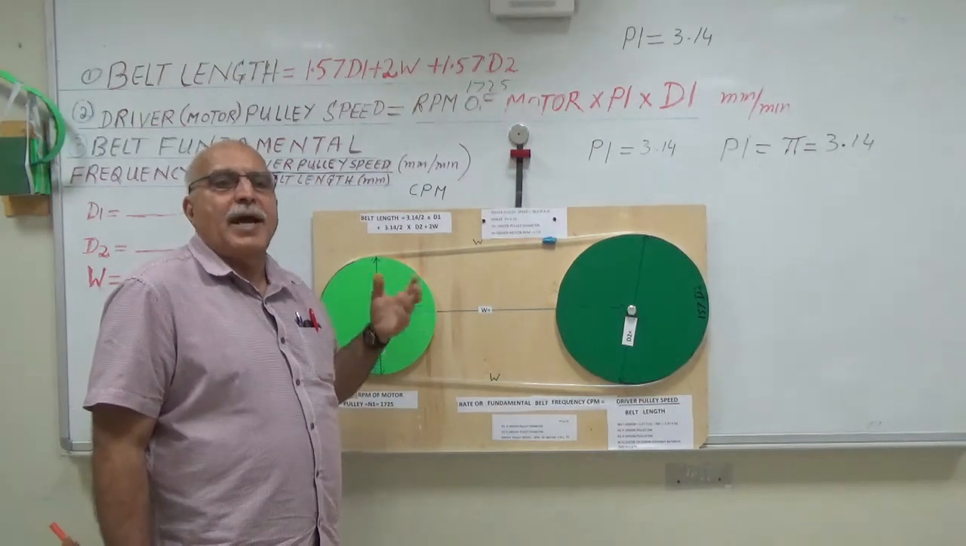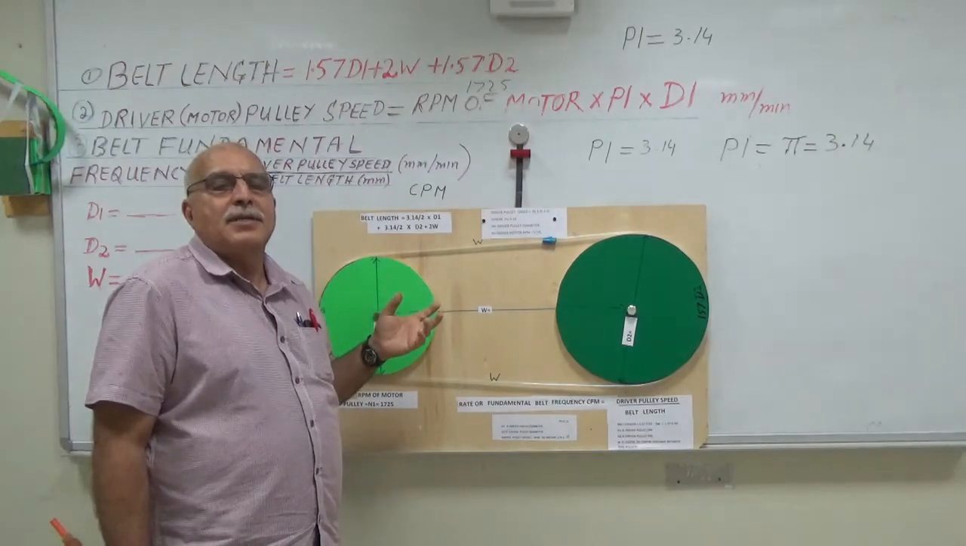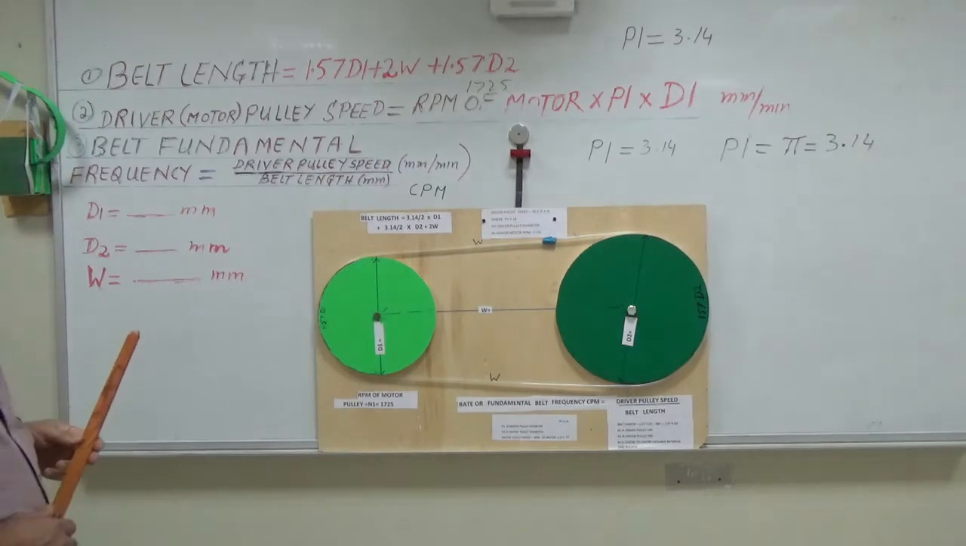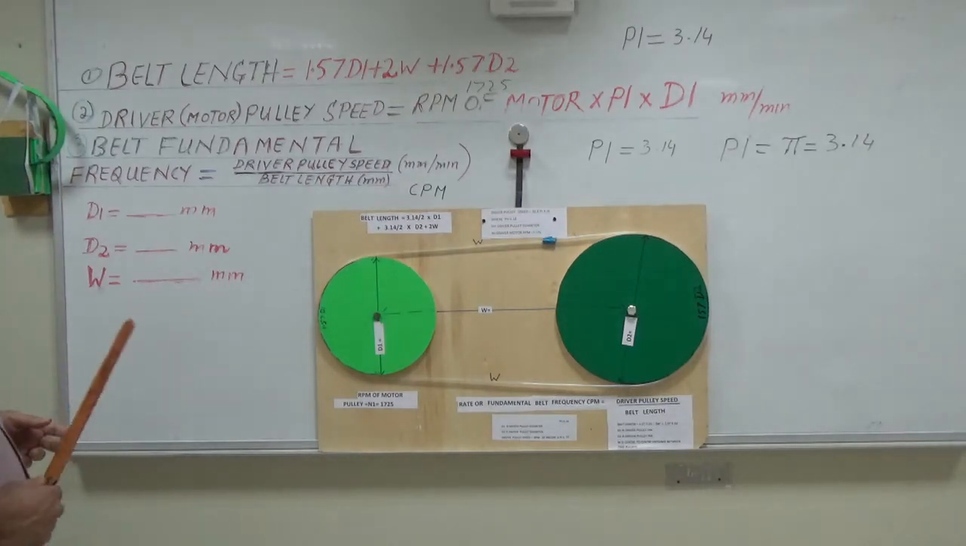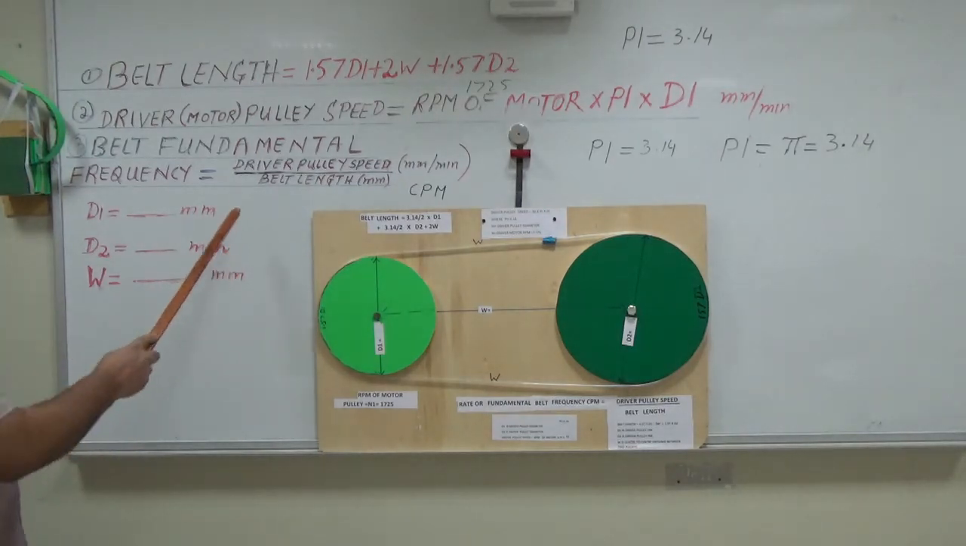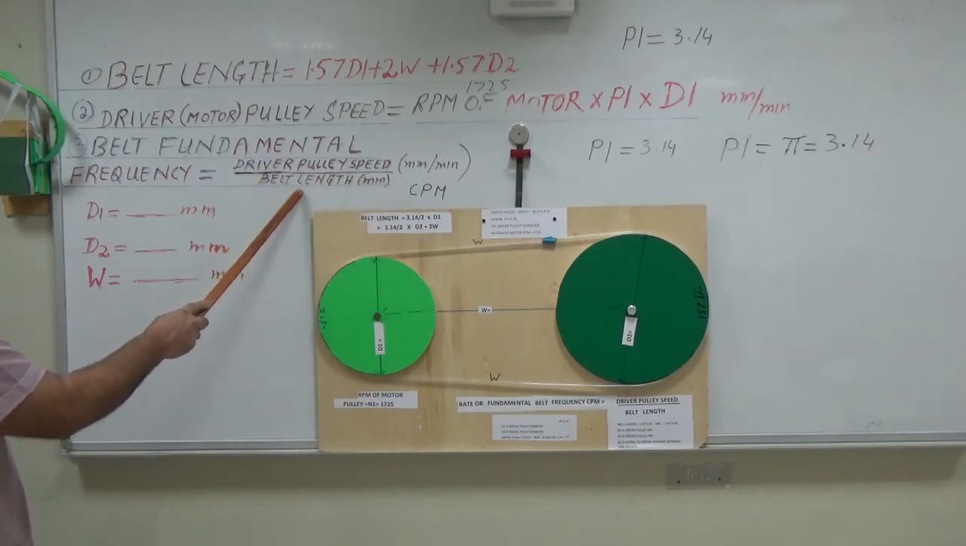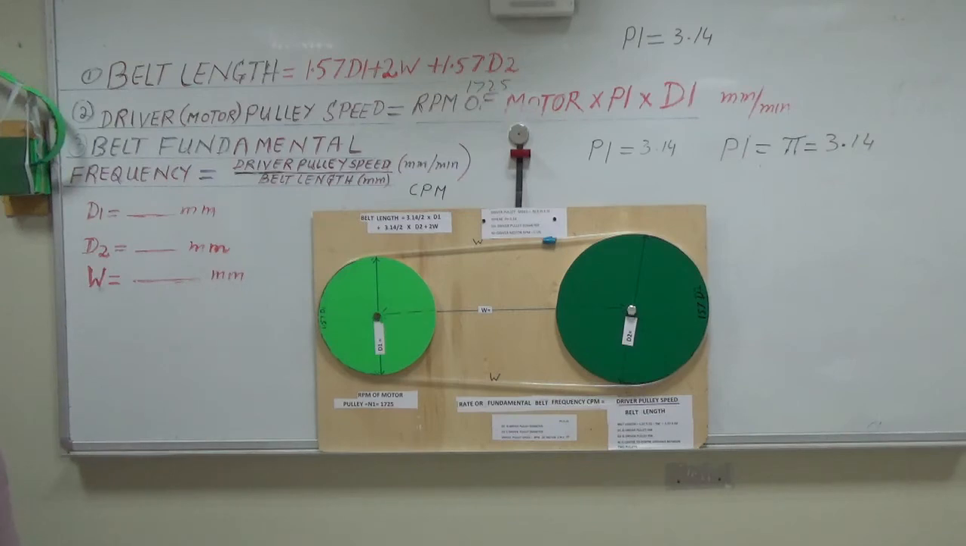But the peak will be higher at 2 times belt fundamental frequency. So how can we calculate belt fundamental frequency? We will calculate driver pulley speed and divide this by belt length. This will give us belt fundamental frequency.